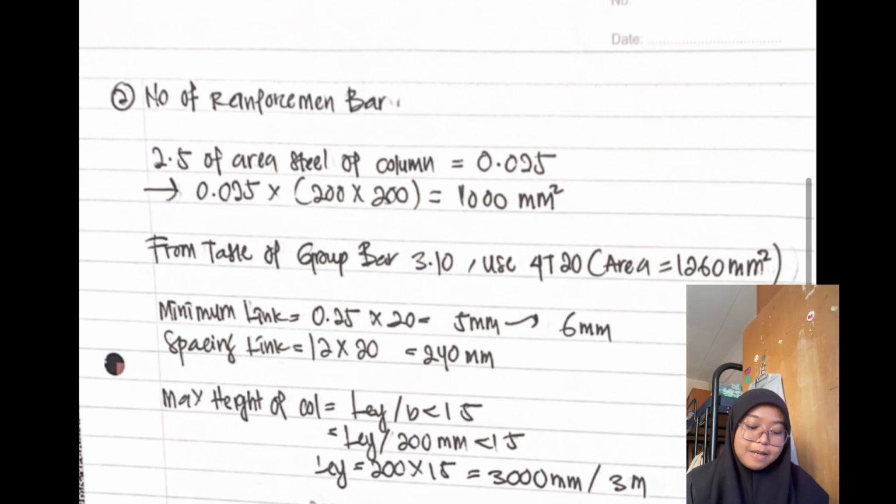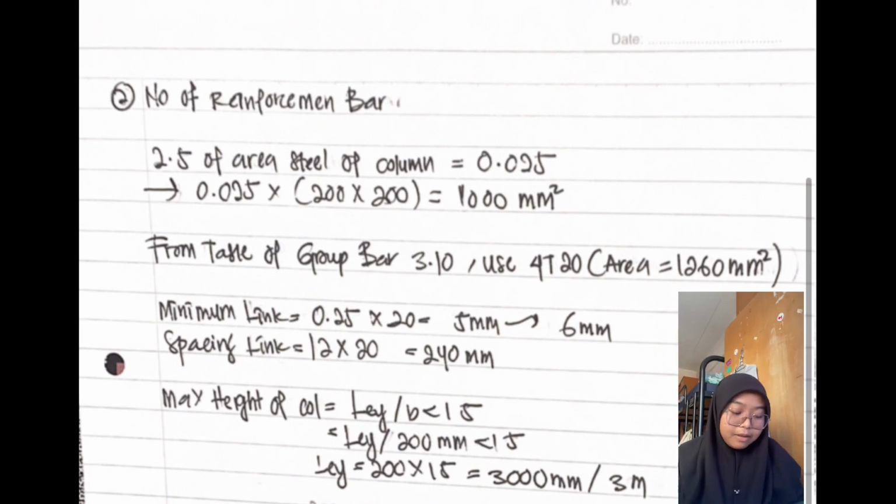After that is the spacing length. The spacing length is 12 times 20, and then we get 240 millimeter. So the spacing length is 240 millimeter. Then the maximum height of column that we get is 3000 millimeter or 3 meter.